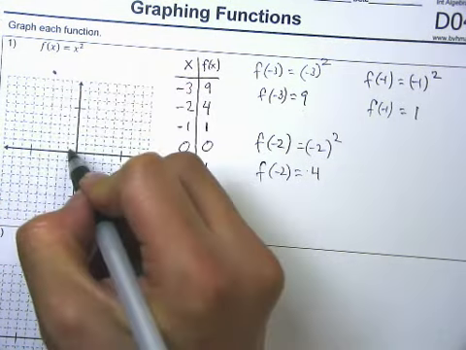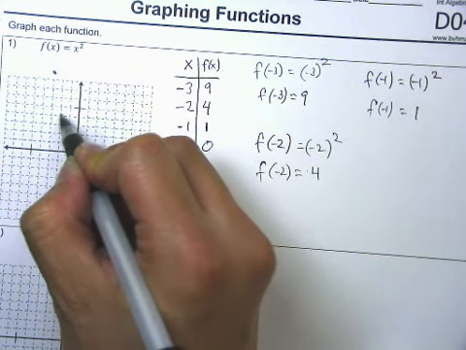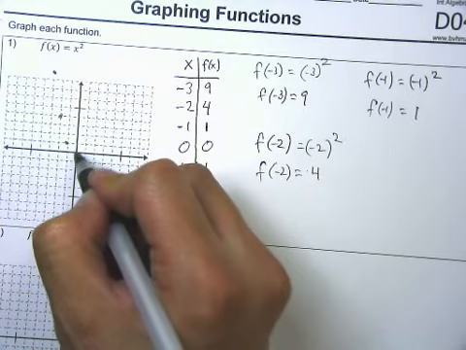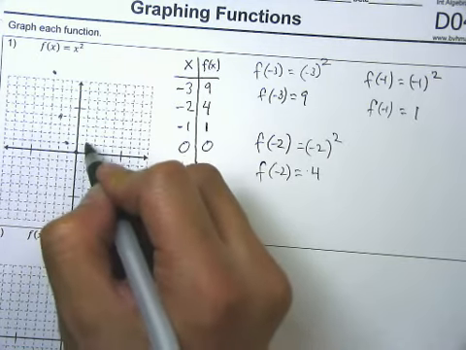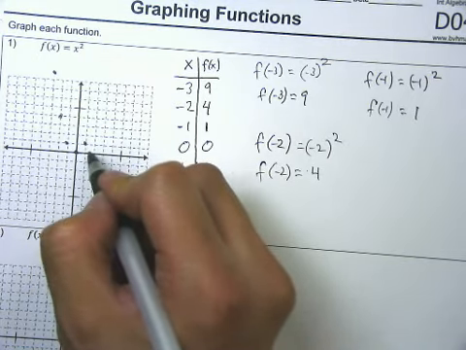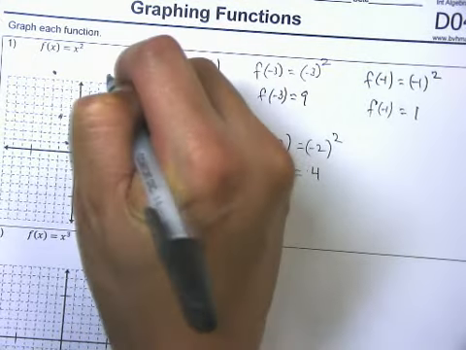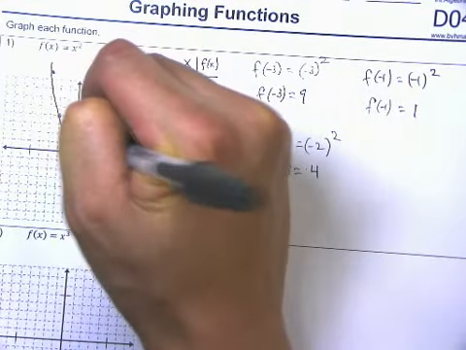That's okay. When my input is -2, my output is 4. When my input is -1, my output is 1. When my input is 0, my output is 0. Input of 1 has an output of 1. Input of 2 has an output of 4. Input of 3 has an output of 9. So here's my graph.